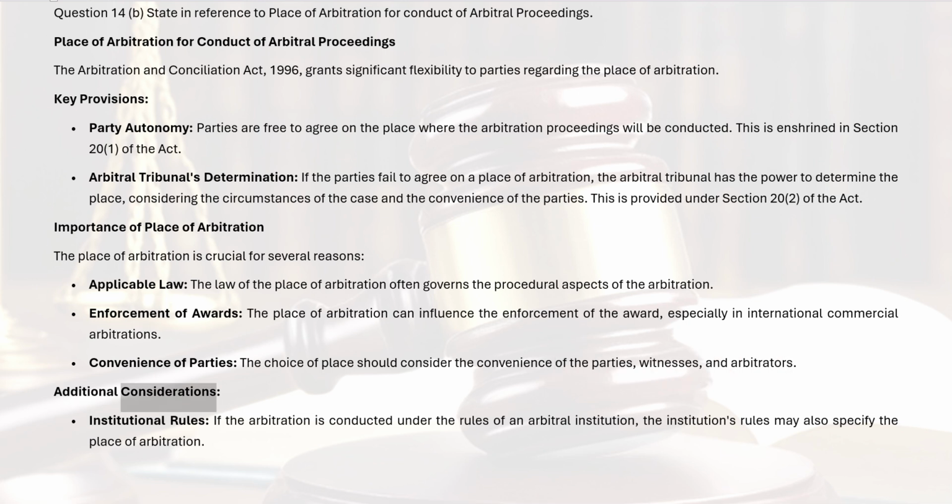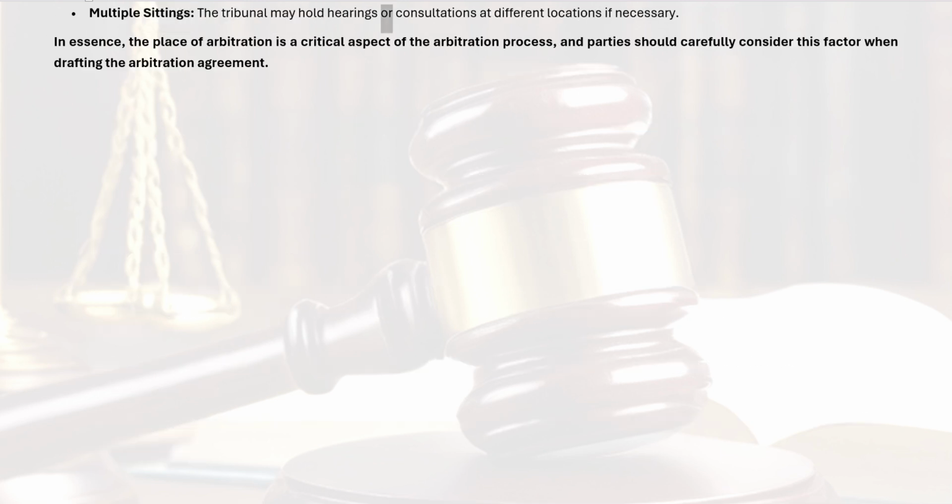Additional considerations. Institutional rules: if the arbitration is conducted under the rules of an arbitral institution, the institution's rules may also specify the place of arbitration. Multiple sittings: the tribunal may hold hearings or consultations at different locations if necessary. In essence, the place of arbitration is a critical aspect of the arbitration process, and parties should carefully consider this factor when drafting the arbitration agreement.